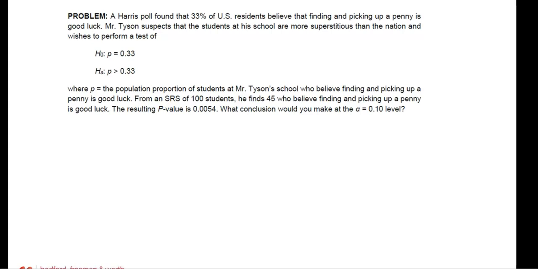From a simple random sample of 100 students, he finds 45 who believe that finding and picking up a penny is good luck. Okay, so the resulting p-value is 0.0054. What conclusion can you make at the alpha equals 10% level? Because the p-value of 0.0054 is less than the alpha level of 0.1, we reject the null. We do have evidence to say that more than 33% of the students at his school believe that picking up a penny is good luck.